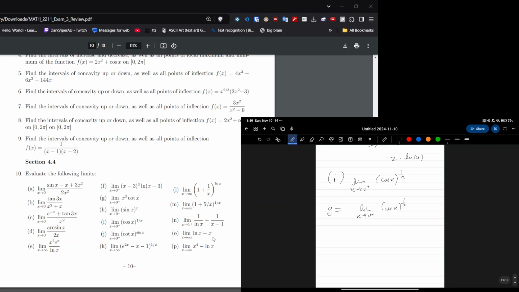All right. So my first step over here, in general, is plugging in the limit, right? So this would be cos of 0 to the power 1 over 0. So cos 0 is 1 and 1 over 0 is infinite, which is an indeterminate form. We don't know what 1 to the power infinity is.